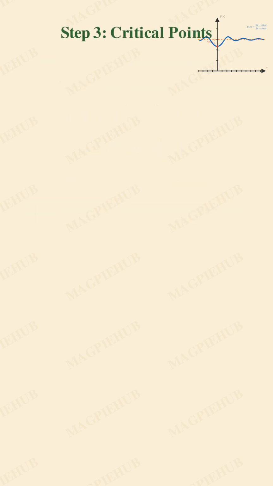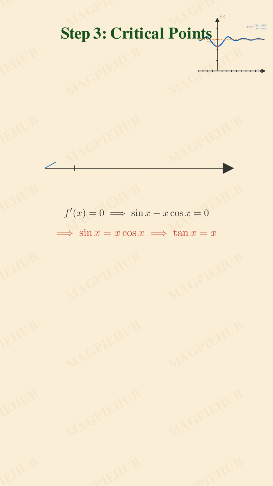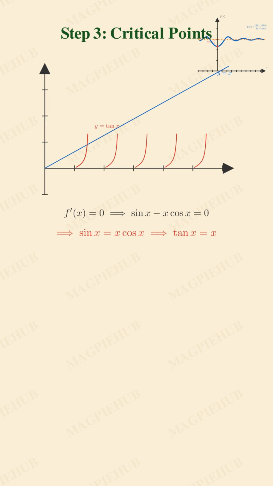Step 3. Setting f prime equal to 0 gives sin x equals x cos x, which simplifies to tan x equals x. This is a transcendental equation. We can visualize the solutions as the intersection points of y equals tan x and y equals x. In the range pi to 6 pi, that is approximately 3.14 to 18.85, the solutions are at approximately x equals 4.49, 7.73, 10.90, 14.07, and 17.22. These orange dots mark each intersection point.